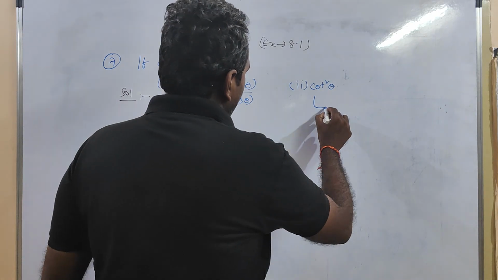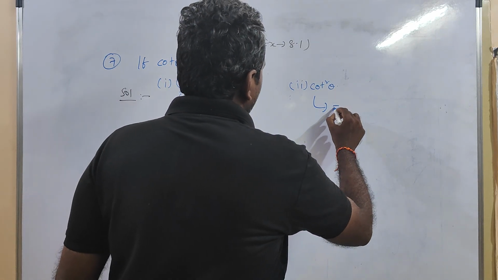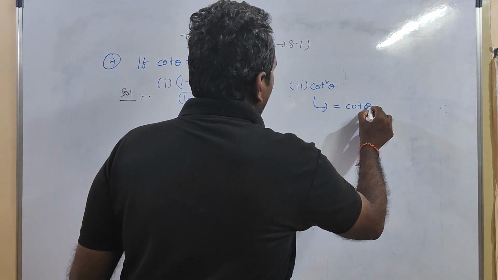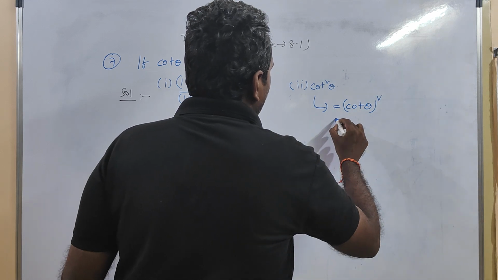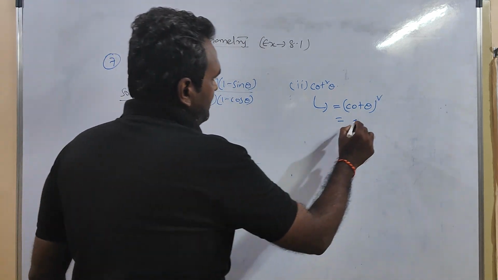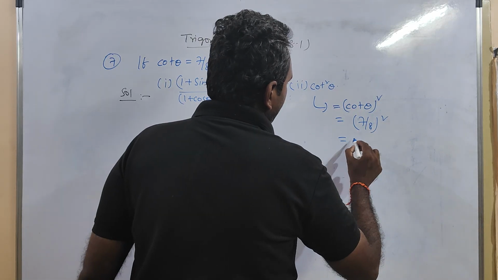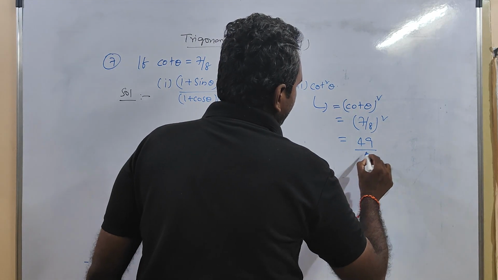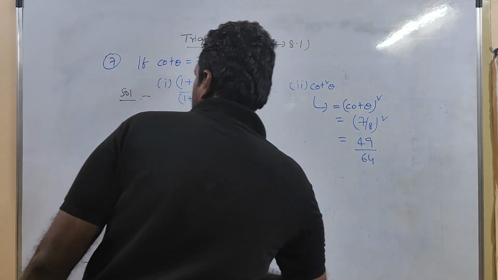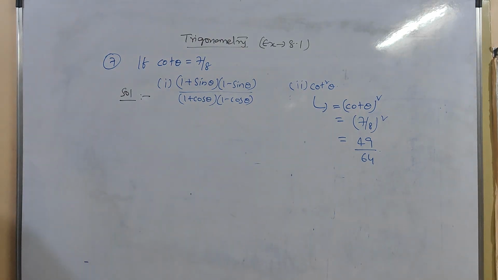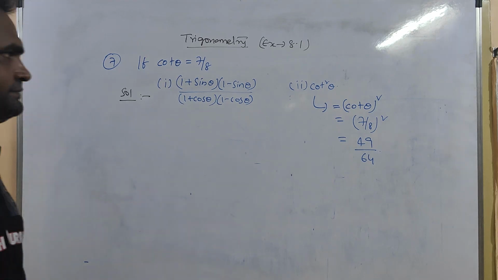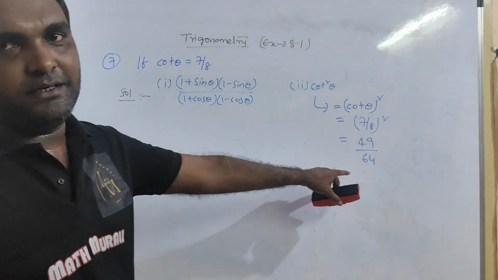Regarding the second one, cot square theta is cot theta whole square. What is the value of cot theta? 7 by 8 whole square. That will be 49 by 64. This is direct. Am I clear? That will be 49 by 64. And next, see. You got this clear, right?